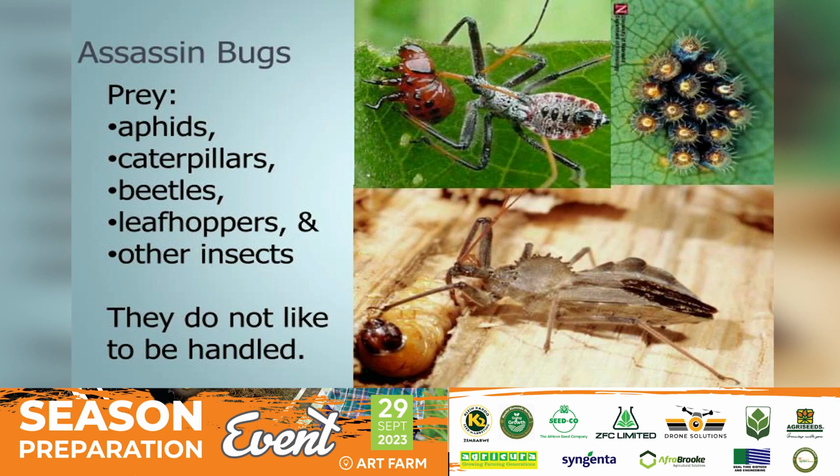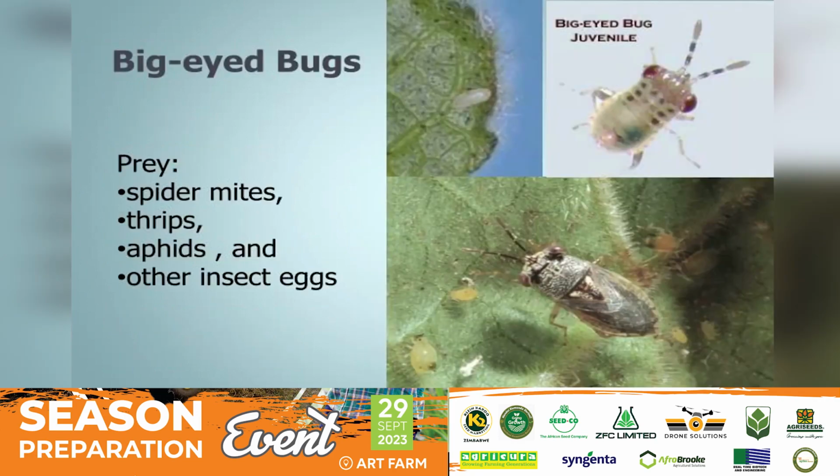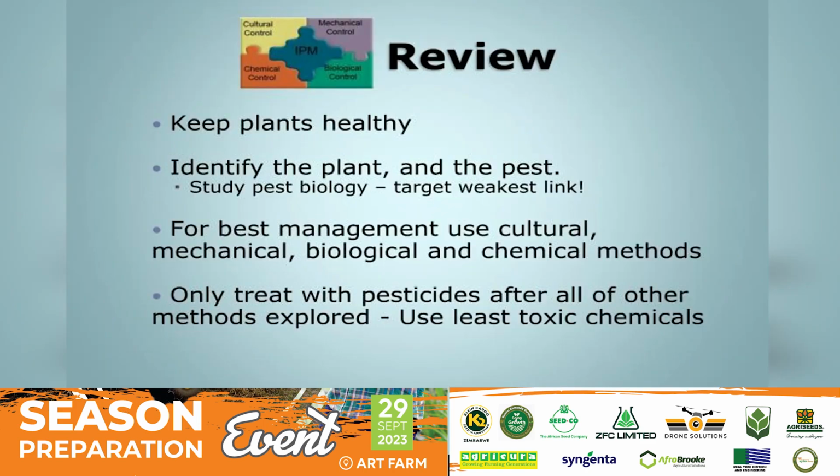Let me wrap up. Let's go to the final slide, which talks about review. Right. So in total, you have to keep plants healthy. You have to identify the plant and the pest. You have to study the pest biology. Target the weakest link. For pest management, use cultural, mechanical, biological, and finally, your chemical. Only treat with pesticides after all of the other methods fail. Use the least toxic chemicals, and I thank you.